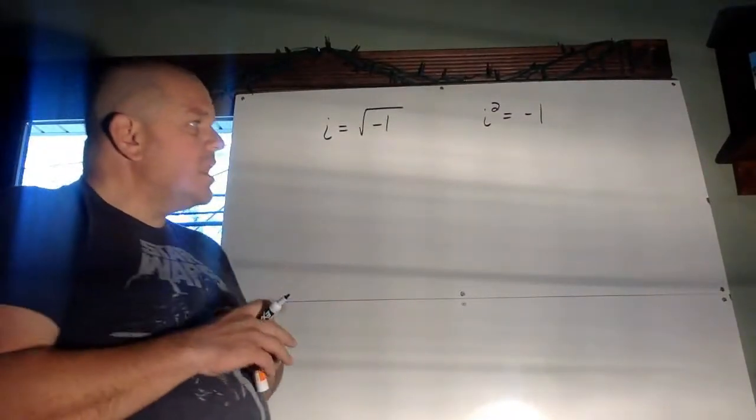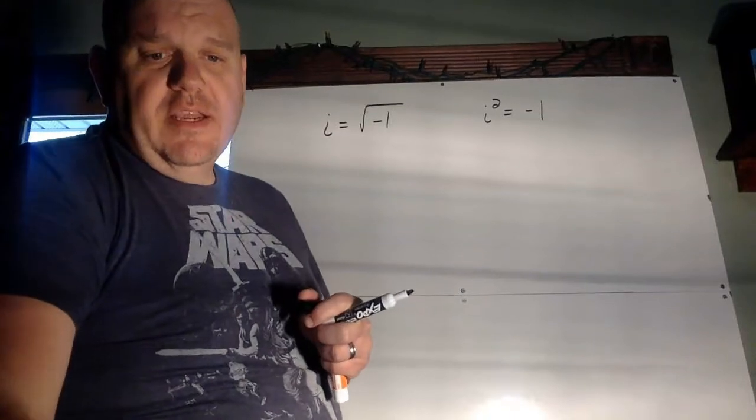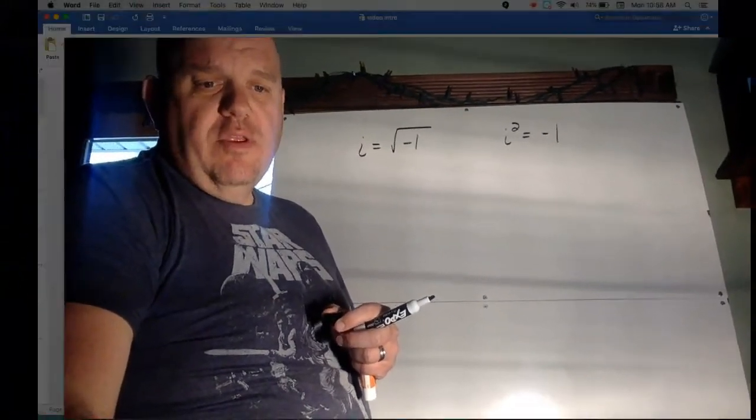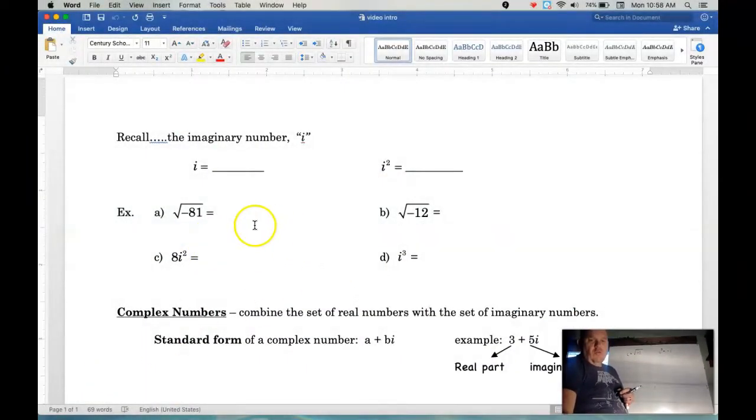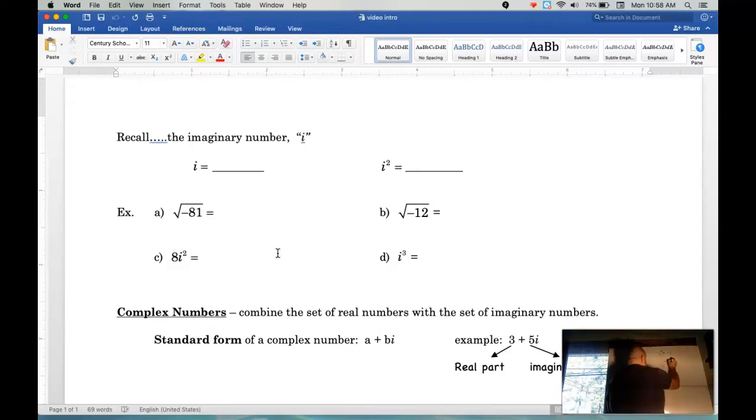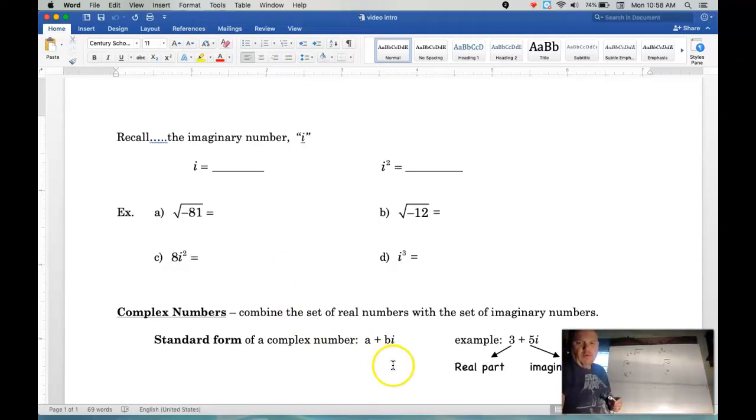Okay? So what I would like to do now is just a quick refresher, going over a couple of these. So we've got the square root of -81. We've got 8i squared. And we've got the square root of -12. And we've got i cubed. Okay? So for those four right there.